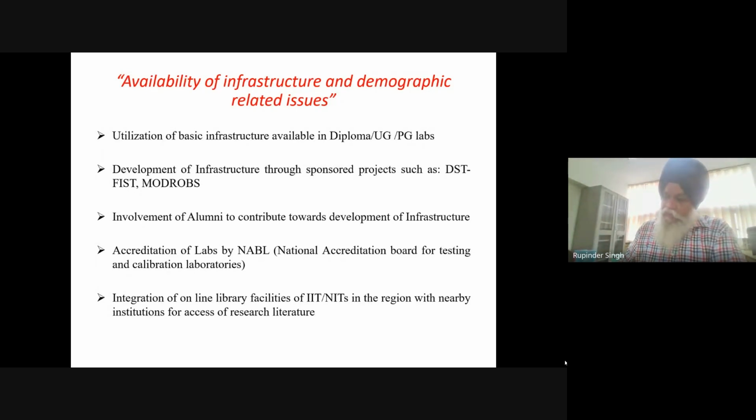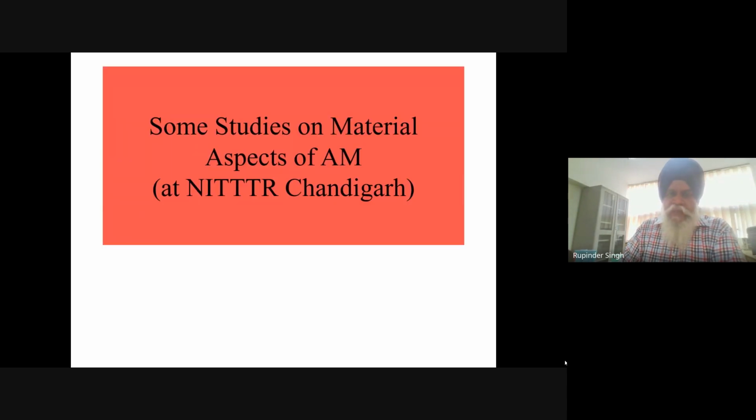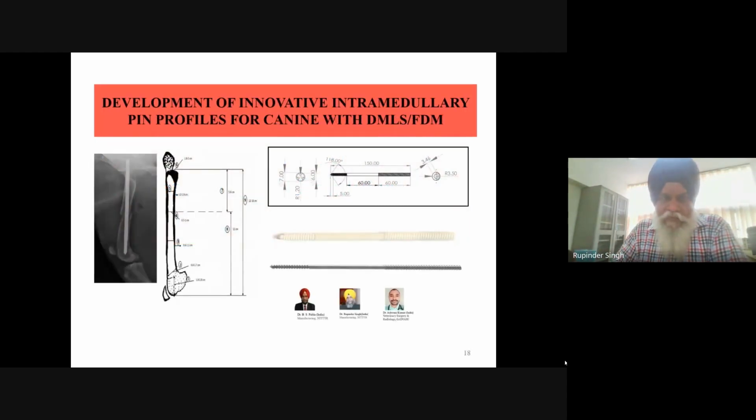And as regards the library facilities and all, we can connect with the nearby IITs, NITs, or any CFTI, through which we can have access to your place, right? Then, of course, people talk about the correlation of research with the API, which is applicable nowadays as per the UGC AICTE guidelines. Now, I will show you some of the studies that we tried to push, and why we were able to raise the funds, and what was the lacuna in some cases where we were not able to raise the funds, right?